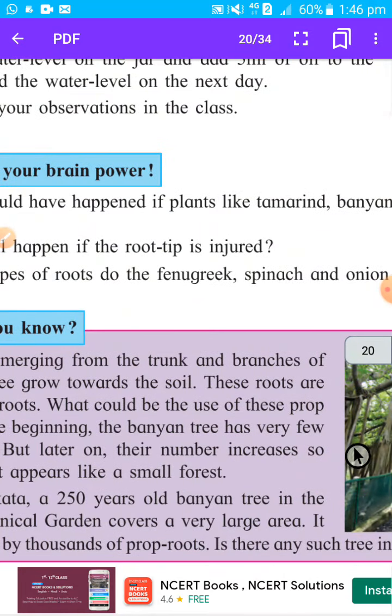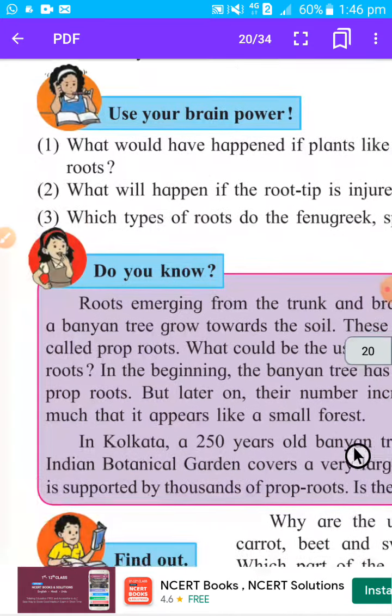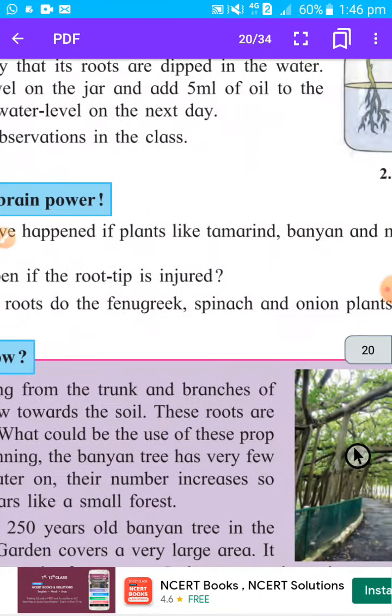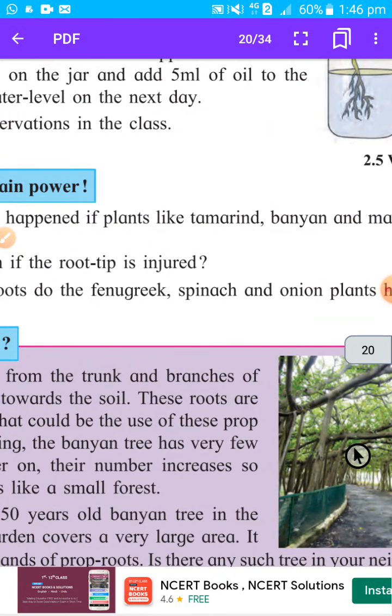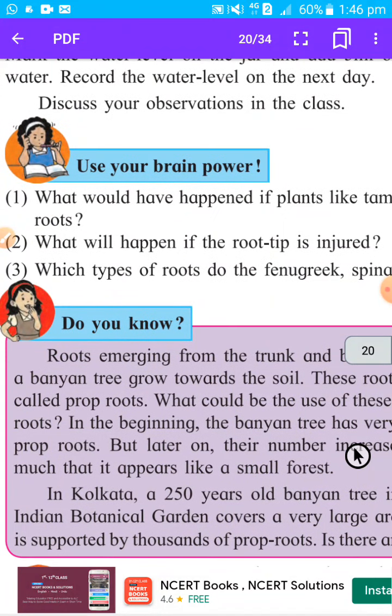So tamarind means chincha, banyan you know, and mango also you know. So they have a taproot. But what would happen if they have this fibrous root? As I have told, fibrous root does not go deep in the soil, and these plants are very huge and heavy. And if they do not have taproot, and if they have a fibrous root, they will not get the proper support and they will collapse.